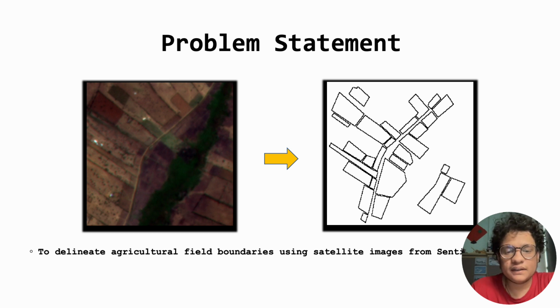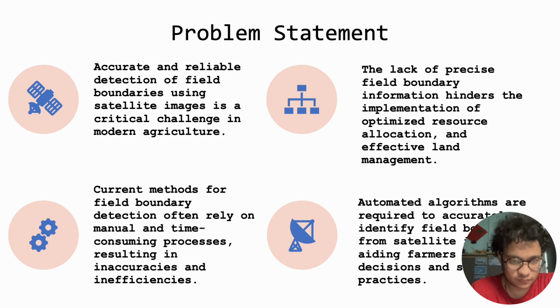Our problem is to delineate agricultural field boundaries using satellite images from Sentinel-2 data. You can see the image and its corresponding mask here. Accurate and reliable detection of field boundaries using satellite images is a critical challenge in modern precision agriculture. Current methods rely on a manual and time-consuming process, where a person visits and manually maps farms and their size. It would be great if we could automate this process using satellite images. That's the whole idea.